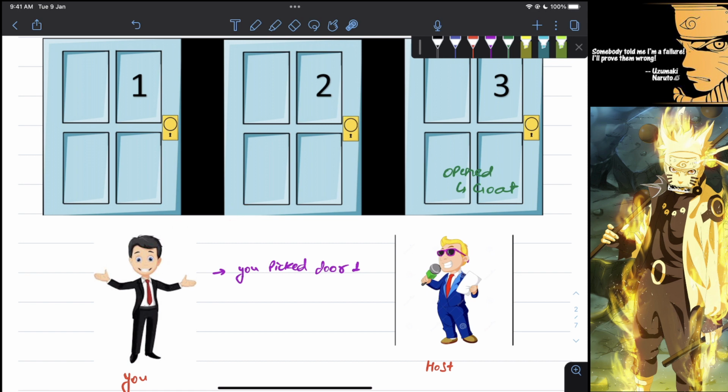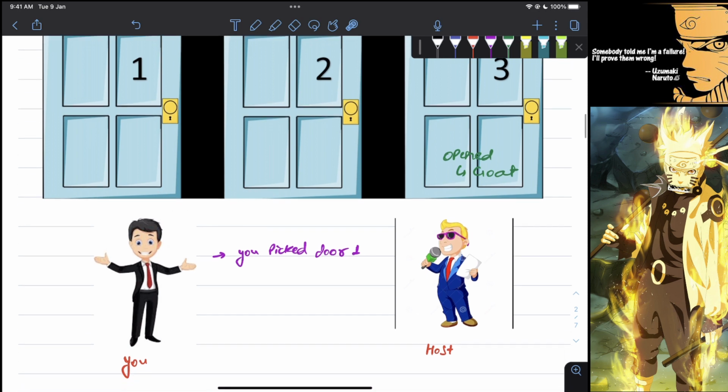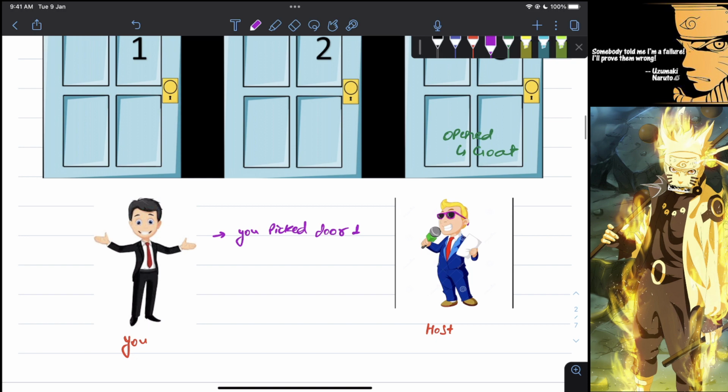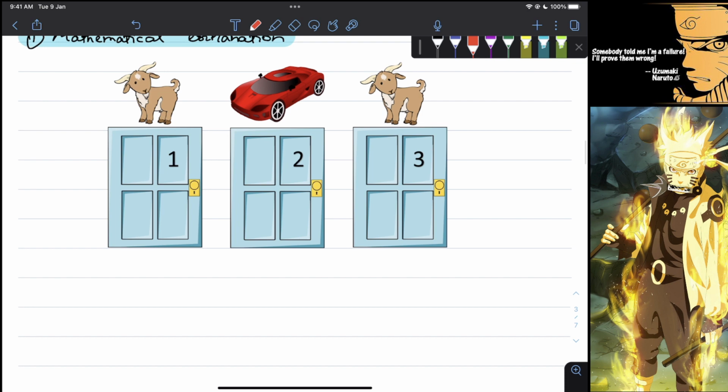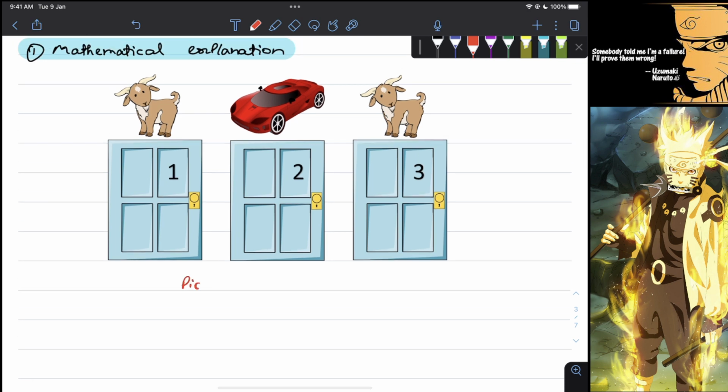Now, why should you switch? So let's discuss that. Let me clarify this. If you are thinking something like this, let's say you have three doors and initially you picked door number one. So you had a 33% chance of winning the car, right? Otherwise, these other two have a 67% chance combined. So 1/3, that is around 33% of winning the car.